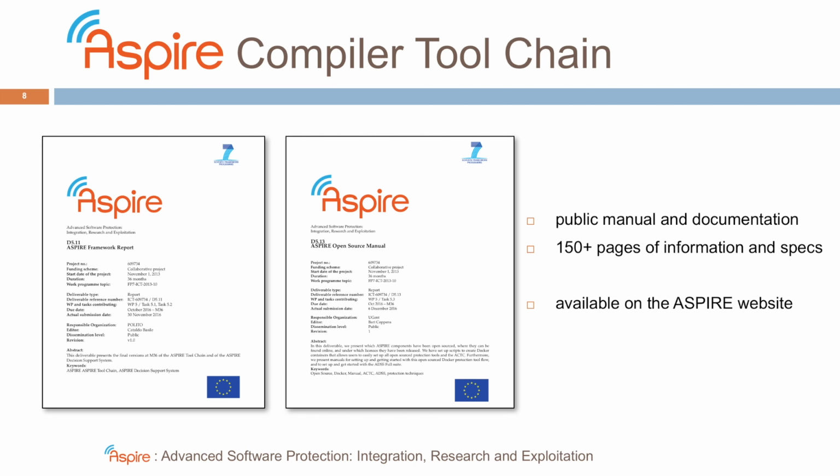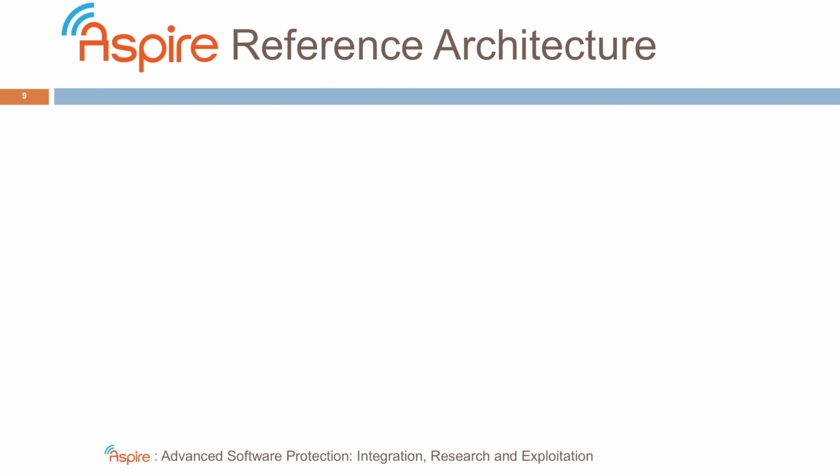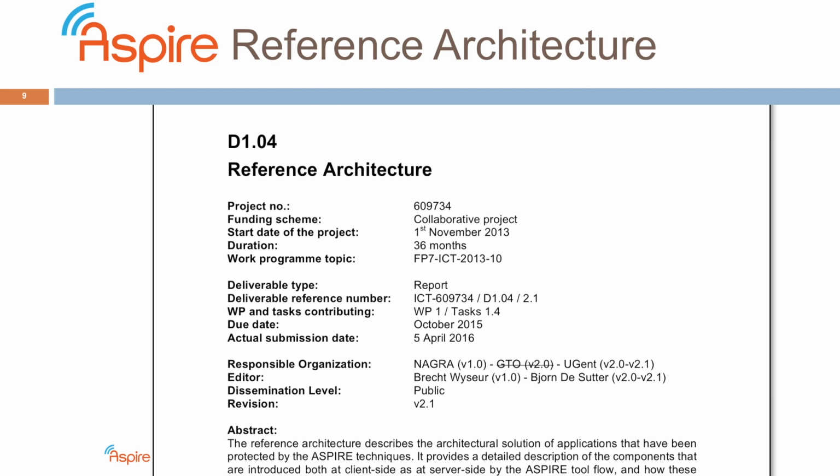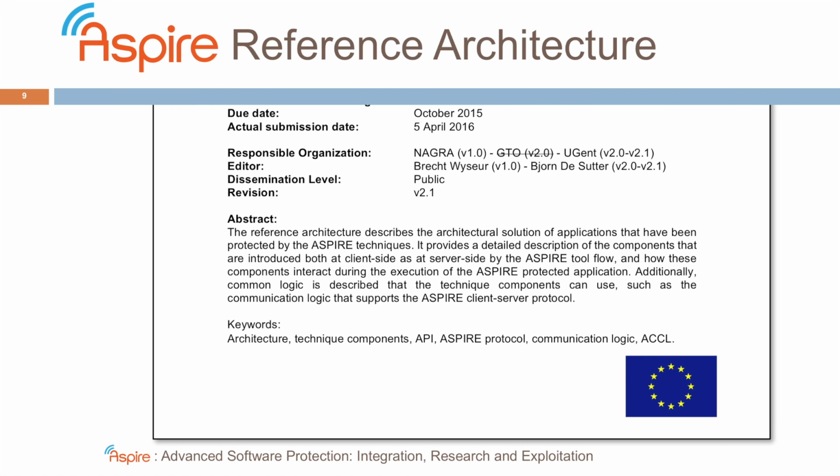Of course, just providing these tools will not suffice to let someone use them adequately. In order to use the toolchain effectively, it's important to understand how all the protections that are deployed with the toolchain operate and how they can be composed. And to that extent, we developed the Aspire reference architecture. This is a public deliverable that we produced in the first year and updated afterwards that presents a lot of knowledge.